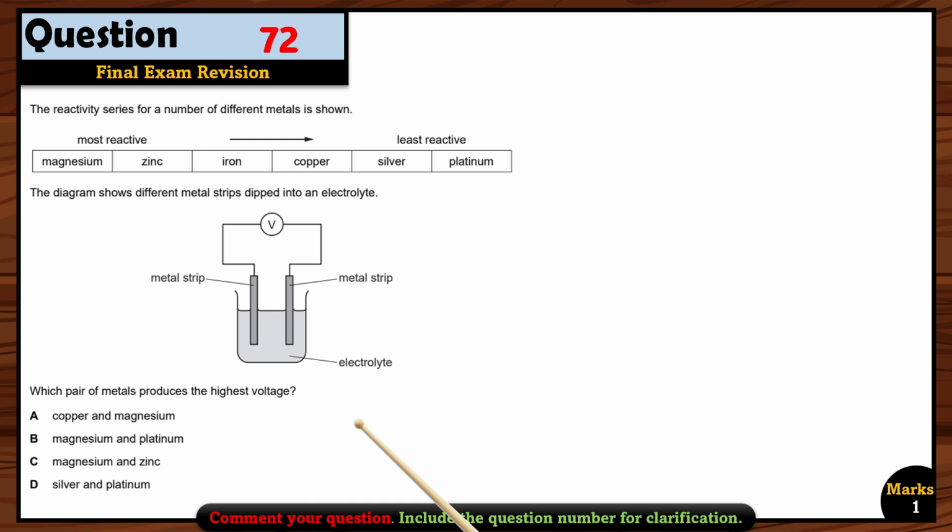Question 72. The reactivity series for a number of different metals is shown. The diagram shows different metal strips dipped into an electrolyte. These questions usually came from 2012 to 2019, but after 2019 I did not see any question like this in the exam. But we can still get this type of question because they are related to chapter 14, metals reactivity. So it is possible that we can get them in the exam, and these are not difficult.